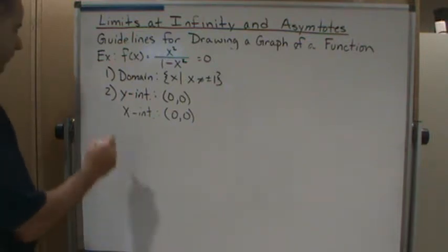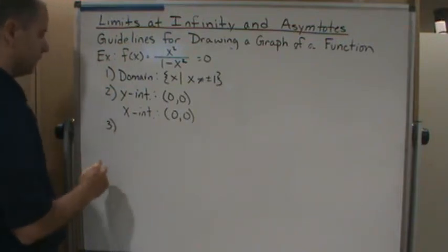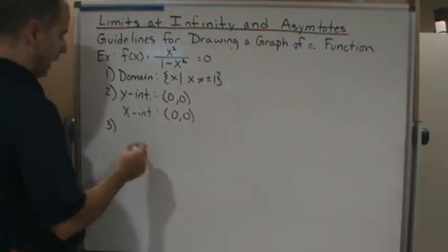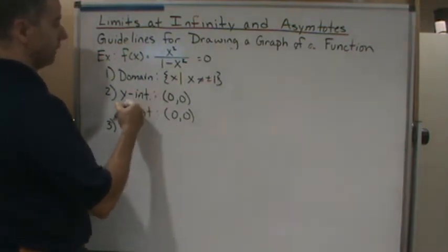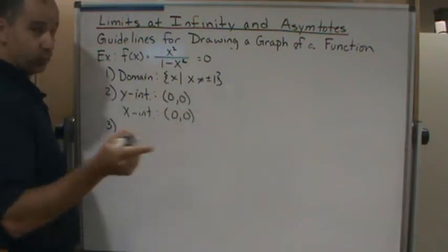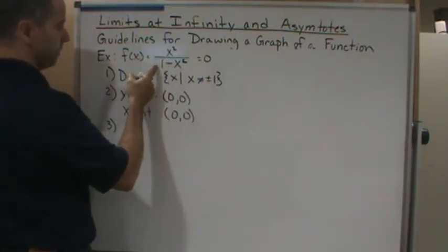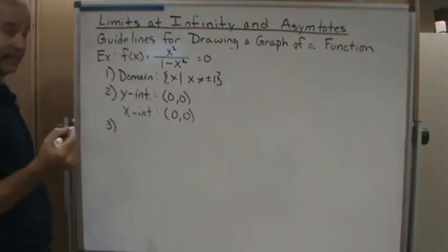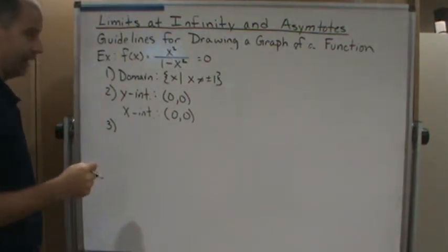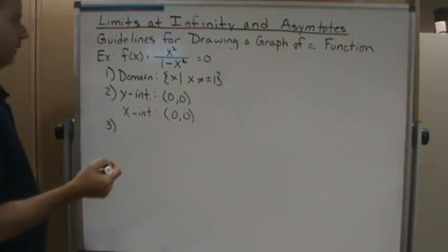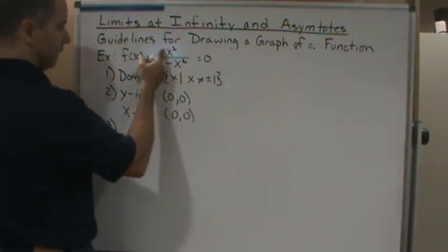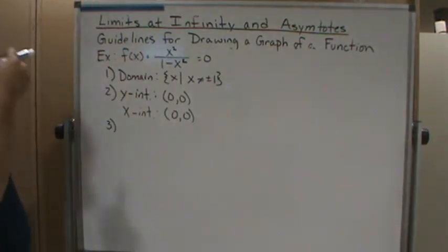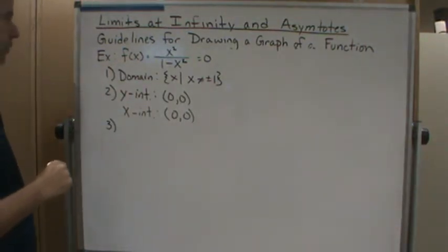Okay, 3, end behavior. Well, as x gets really big positive, we can do a couple things. Remember the degrees of the top and the bottom? They're the same, which means that this is going to have a horizontal asymptote. Because the leading coefficient is 1 here, and the leading coefficient is negative 1, the horizontal asymptote is at negative 1.